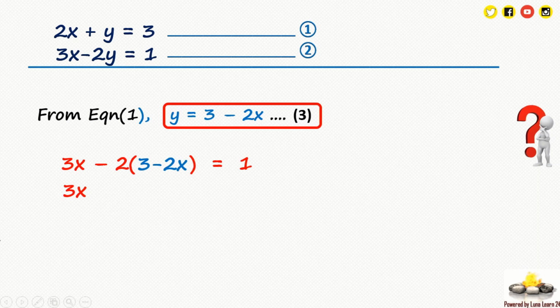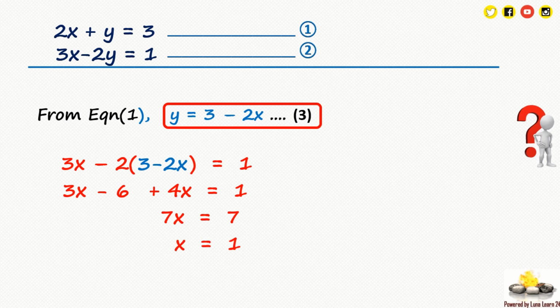Okay, so this gives us 3x minus 6. What's going to be here now? You're correct. Plus 4x. That's equal to 1. The next step, we group: 3x plus 4x gives us 7x, and we carry this negative 6 to the right hand side. You count plus 6 plus 1, 7. So what's the next thing we do? Yeah, we divide both sides by 7 to obtain x, and x equals 1.